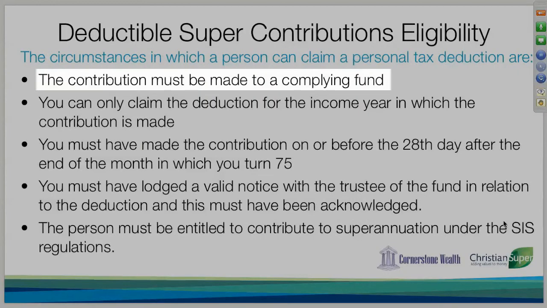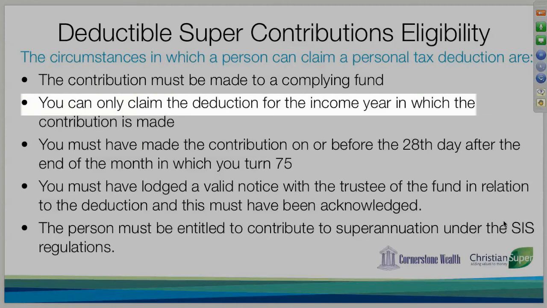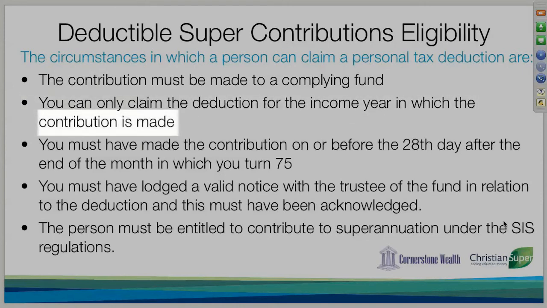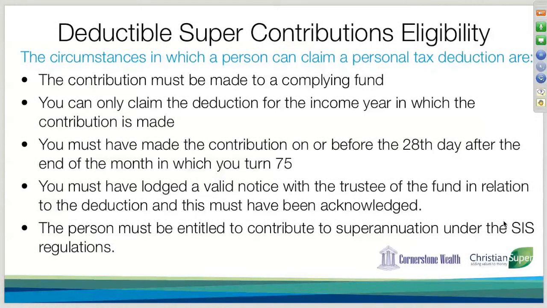A couple of things to be careful of. You must make the contribution to a complying fund. You can only claim a deduction for the income year in which you make the contribution. So you've got to make the contribution to super in the year that your capital gain is triggered. And generally with property, I think it's the contract date, not the settlement date, that triggers it.